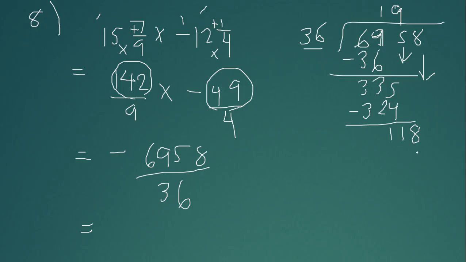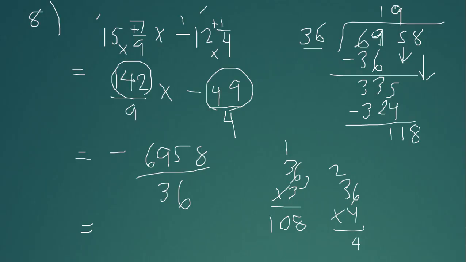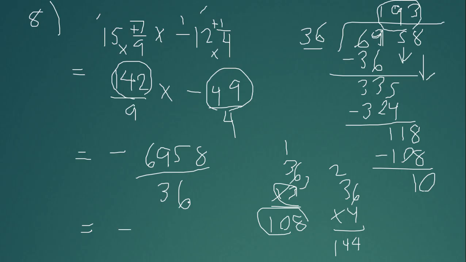So how many 36 are 118? Let's see about 3. 3 times 6 is 18. 3 times 3 is 9 plus 1 is 10. 36 times 4 is 144. So, kunin natin ng 3. And 108 is baba. Minus. This is 0, this is 1. So, therefore, ang ating final answer is negative 193.